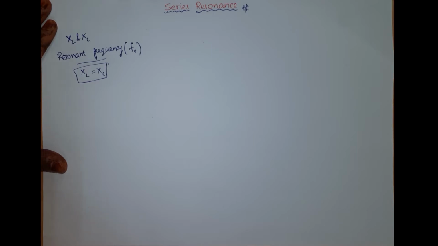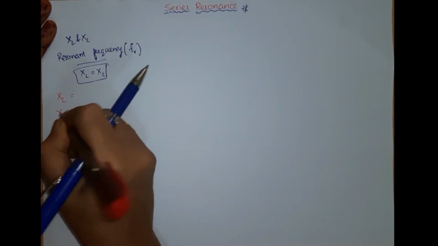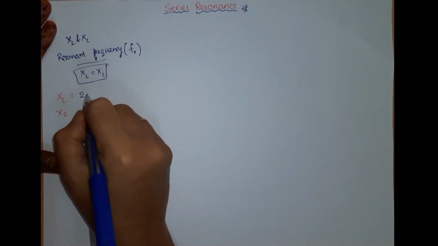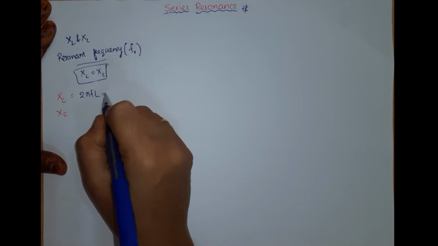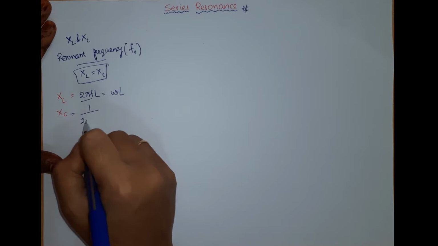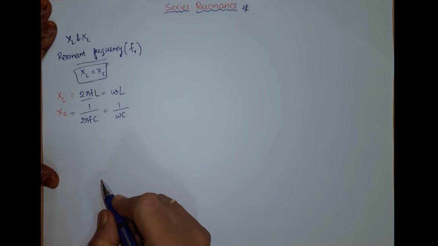Now let us look at a series RLC circuit. Generally in a series RLC circuit, let us note down the parameters that we already know. Let me write them down one by one: XL and XC. XL is nothing but inductive reactance, given by 2 pi fL, that is, omega L. Also XC is 1 by 2 pi fC, that is, 1 by omega C.